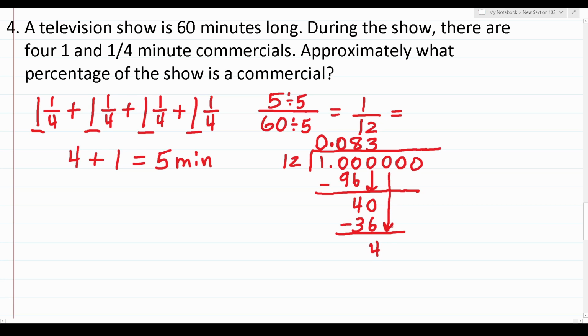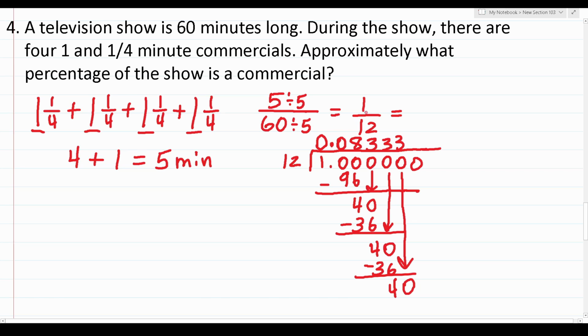Again, drop down one of our zeros. How many times does 12 go into 40 without going over? Again, that's going to be 3. 12 times 3 is 36. And we should see a pattern here, notably that this is going to be 0.08333 repeated. So let's just finish this off. This is 4, drop down a 0, and we would see that this is 3.